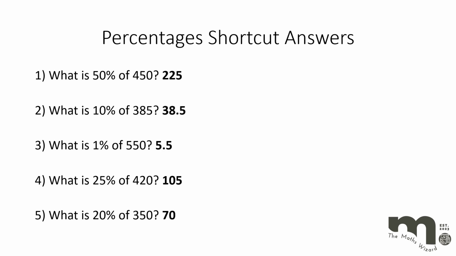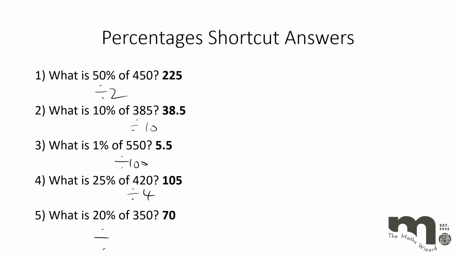So you can do all of these with one step. So on this one, if you divide by 2, you'll find out what 50% is of 450. If you take that 385 and divide it by 10, that will tell you that 10% is 38.5. If you take that 550, divide it by 100, so move your decimal point twice to the left there, you'll see that 1% is 5.5. You can do 420 divided by 4, and that will tell you that 25% of 420 is 105.